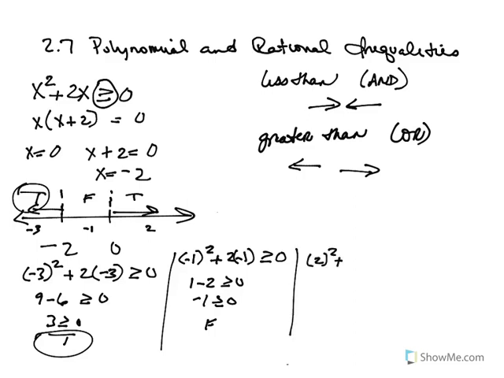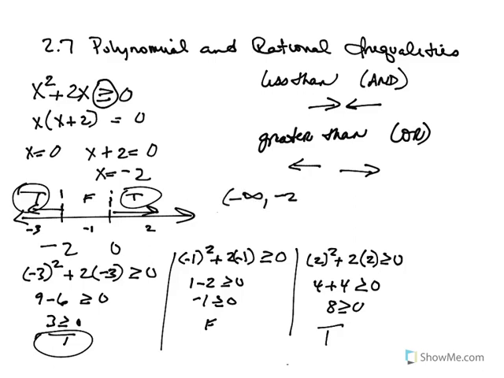But if you choose to go ahead and do test points, that's fine. 8 is greater than or equal to 0, true. So it works out. So what do I know? I already know that my solution is going apart. So from -infinity to -2 with a bracket because it's or equal to, union with a bracket, 0 to infinity. So your interval notation comes straight from your number line.